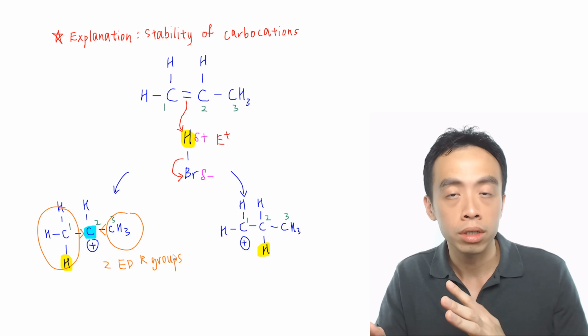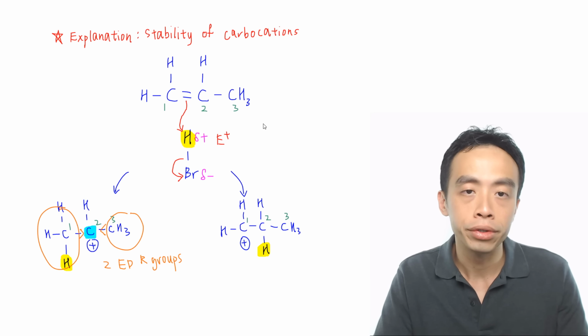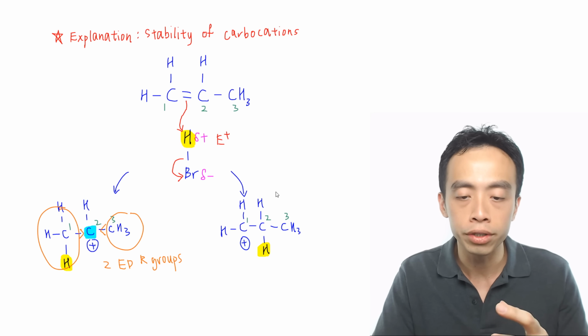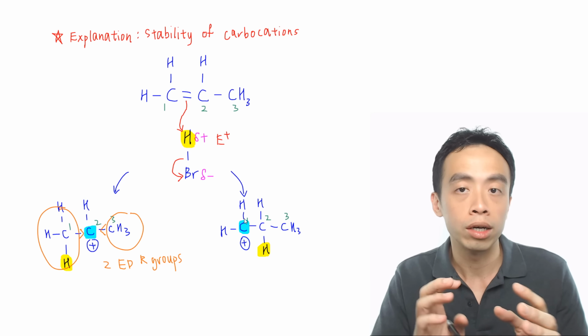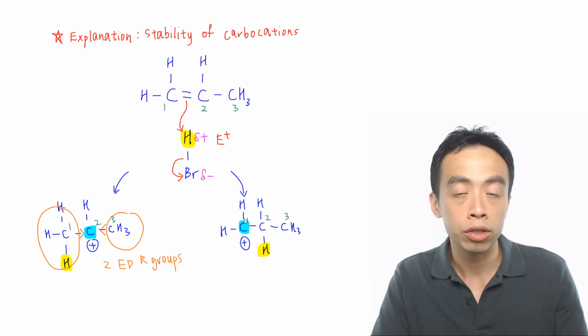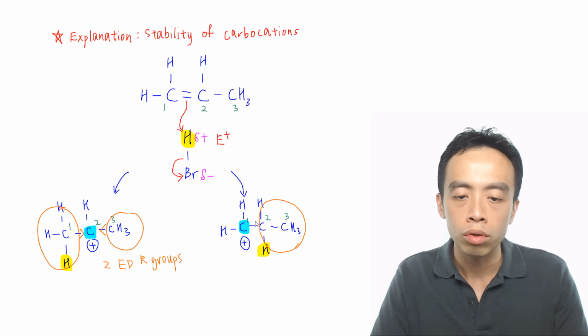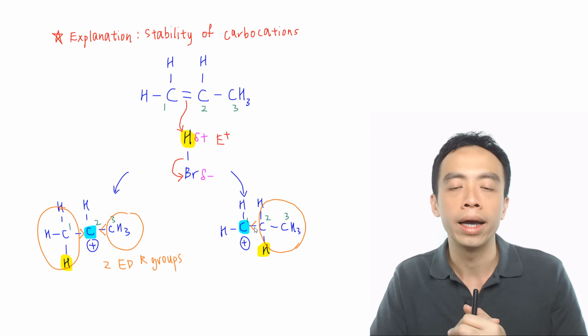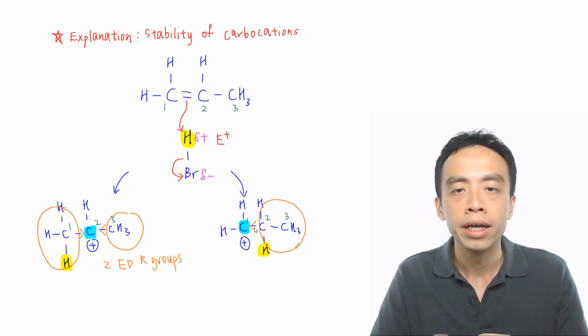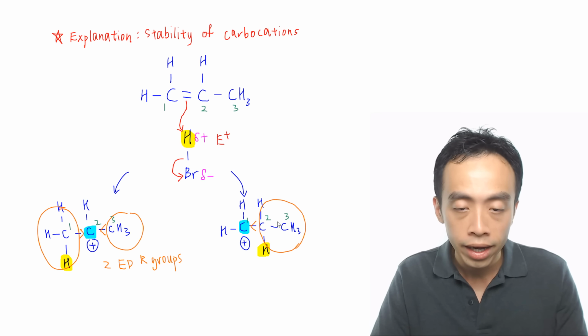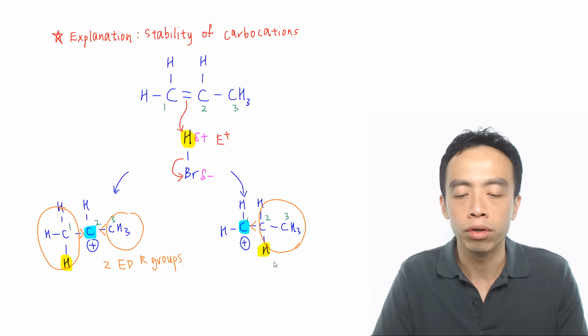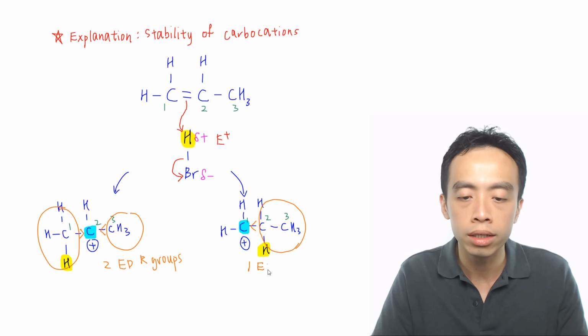Now how about the intermediate on my right hand side? Same idea. We focus on my carbocation, and then count the number of R groups attached to it. So this is a hydrogen, this is a hydrogen, and this has one R group which is pushing electrons to my C+. So in this case, the intermediate on my right hand side has only one electron donating R group. So this has one electron donating R group.